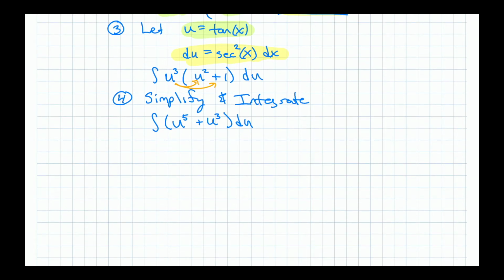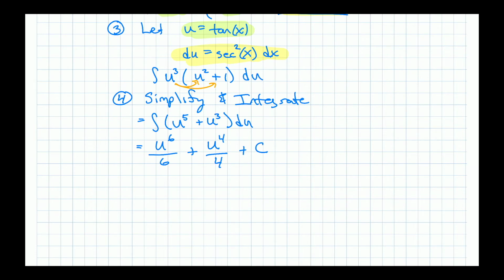Then you're going to find your antiderivatives. So the antiderivative of u to the 5th is going to be u to the 6 over 6. And u cubed is going to go to u to the 4th over 4. And then plus c. So there we go.